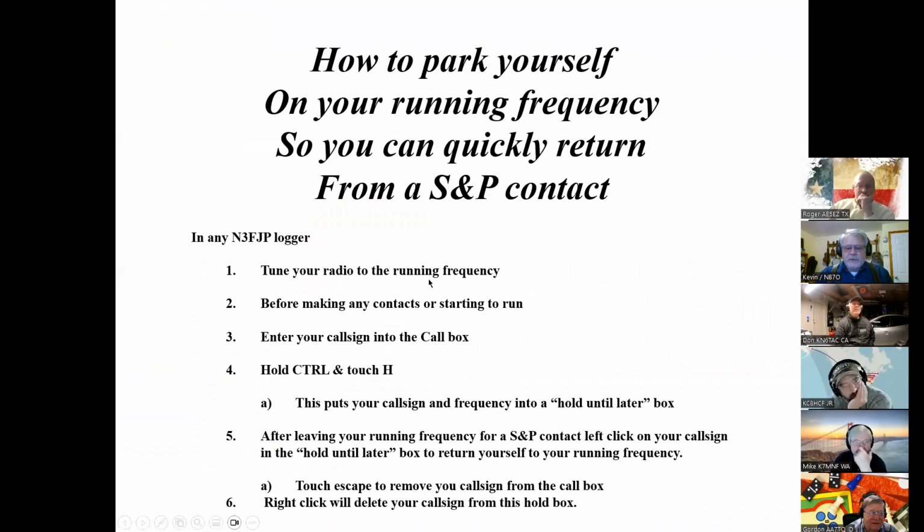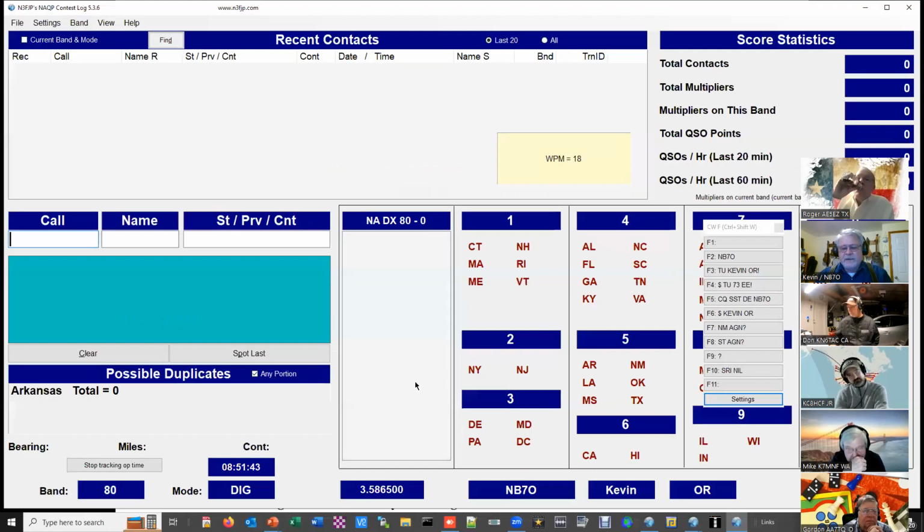And here's one. This is something that I just kind of developed. For example, I'm running on a frequency and Gordon pops up and I want to work him. It used to be I would have to dial the radio to his frequency, work him, and then dial the radio back to my frequency. And while you're doing all that, you can actually lose your frequency when you're running. So to do that quickly, I'll use the SST log as an example.